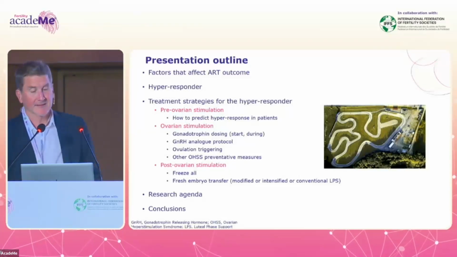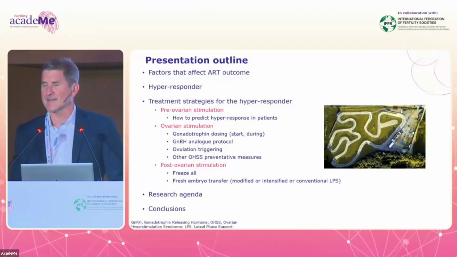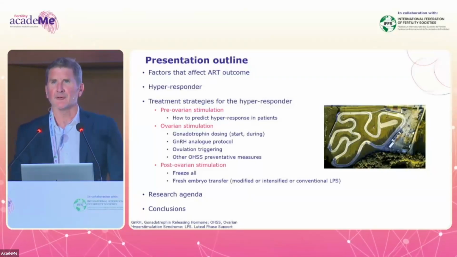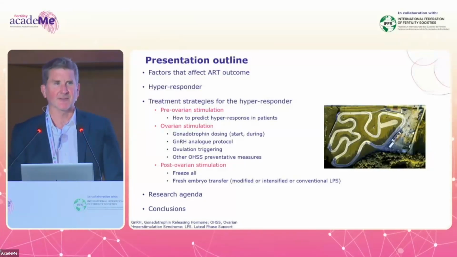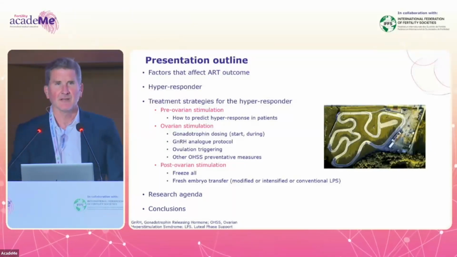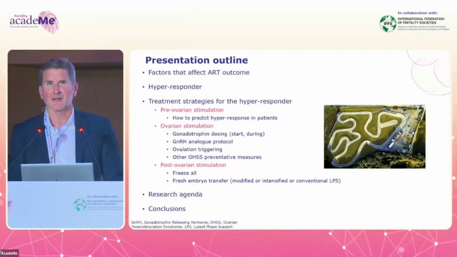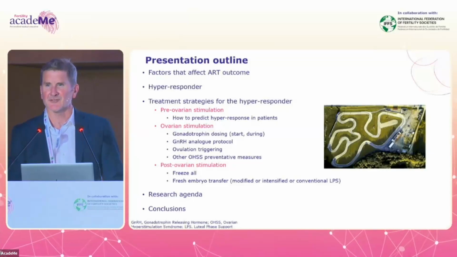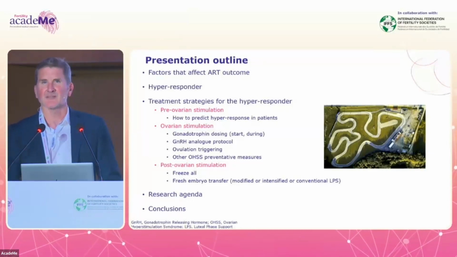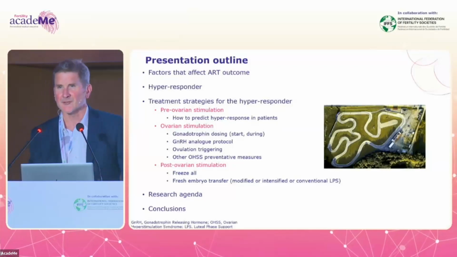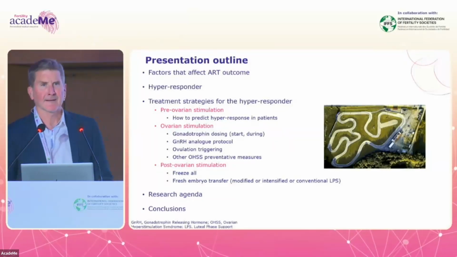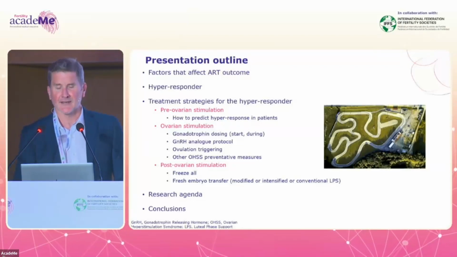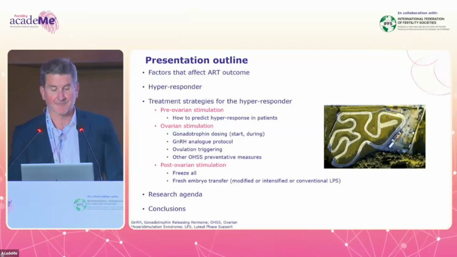I'll be first of all listing the factors that affect ART outcome. I'll then be talking about the hyper-responder, and that's someone who has a high ovarian response to standard or conventional ovarian stimulation, which is using FSH doses of about 150 to 225 international units, as defined by the ESHRE guidelines 2020, and it's also the most commonly used dose of FSH for ovarian stimulation in the general population.